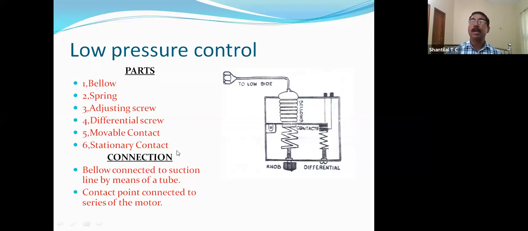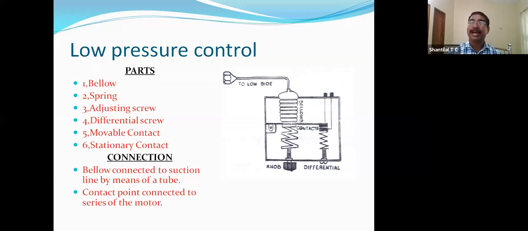Here also an adjusting screw and a differential screw will be there. The function of the adjusting screw is to increase or decrease the pressure range. Previously it was the temperature range, here it is the pressure range. We have to change the pressure range. For that, turn the adjusting screw in a clockwise or anti-clockwise direction. Next is the differential screw. Here also there are cut in and cut out points.